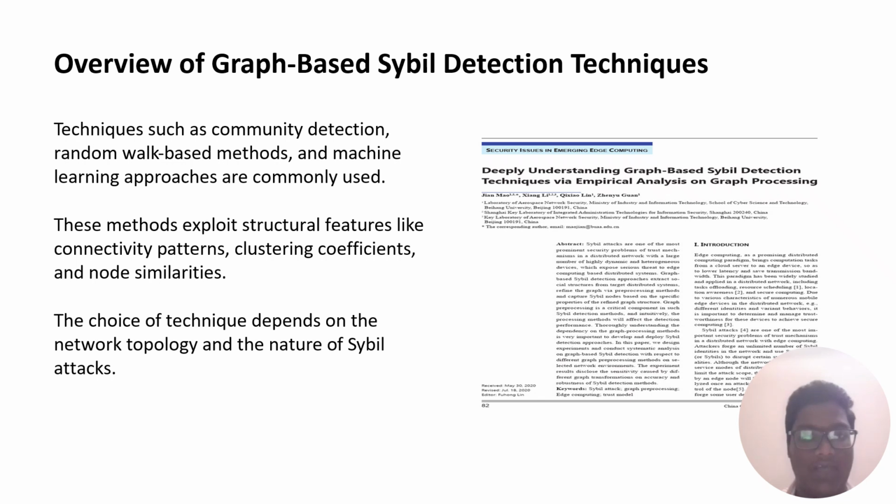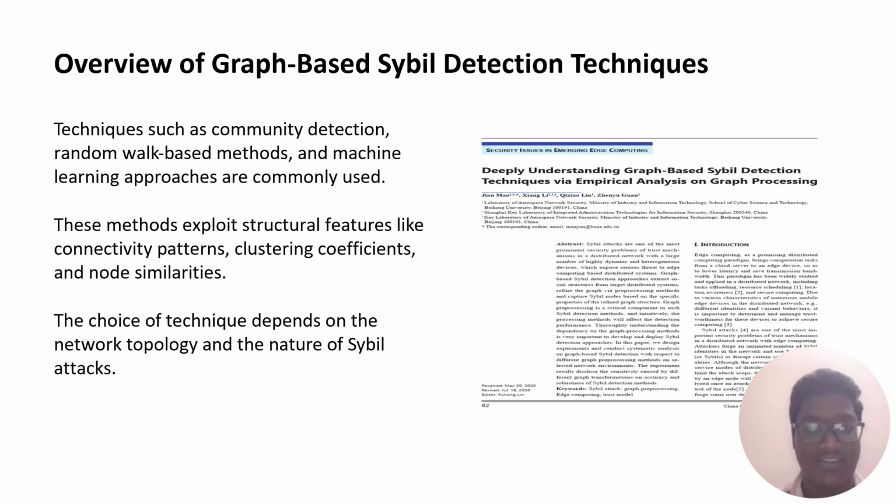Overview of graph-based Sybil detection techniques. Techniques such as community detection, random walk-based methods, and machine learning approaches are commonly used. These methods exploit structural features like connectivity patterns, clustering coefficients, and node similarities. The choice of technique depends on the network topology and the nature of Sybil attacks. And this is the overview of graph-based Sybil detection techniques.